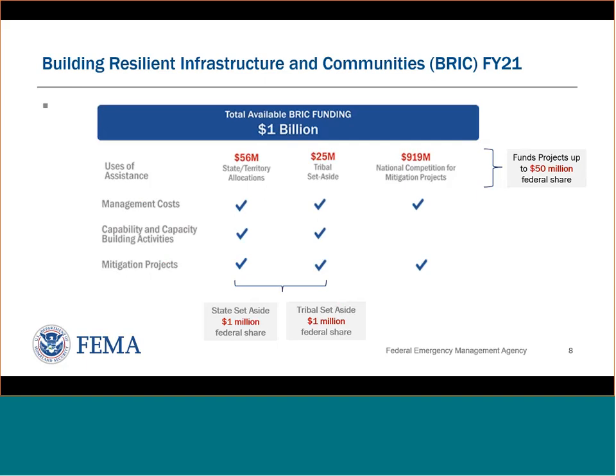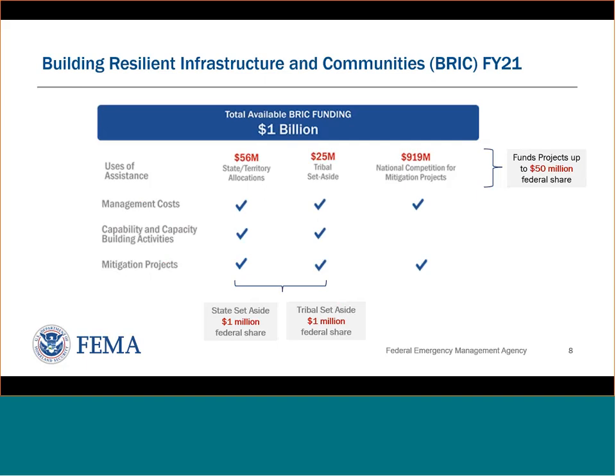No problem. All right, so what kind of funding is available for BRIC this year for fiscal year 21? There is $1 billion of funding available, and you'll see here how it's split into these different buckets. There are the state and territory allocations, then the tribal set-aside, which is up to $25 million. And then we also have the national competition for projects, so any project over 1 million will go into this national competition for mitigation projects.